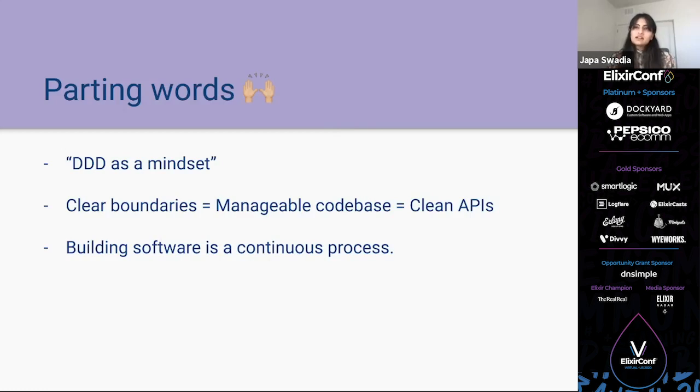And lastly, and everybody knows this, but building software is a continuous process. You need to iterate on it a lot to make it better in any sense that's applicable to you. But using domain-driven design in Elixir, especially contexts, helps that process a lot more easily.